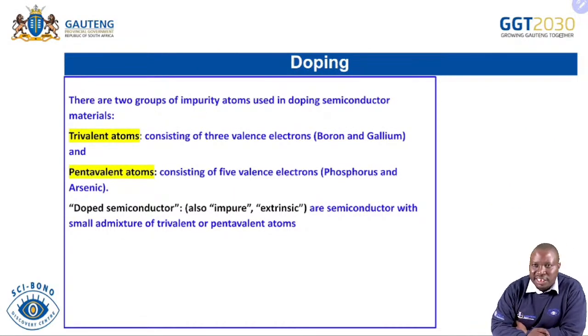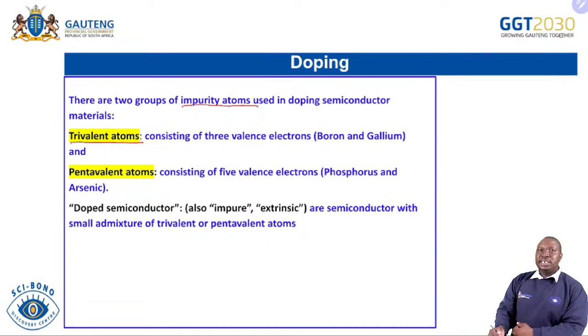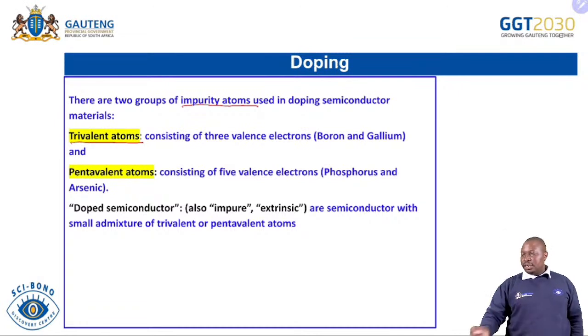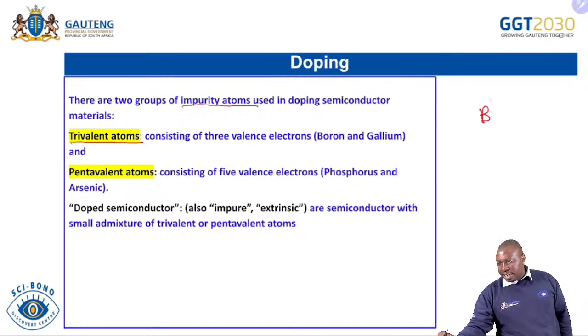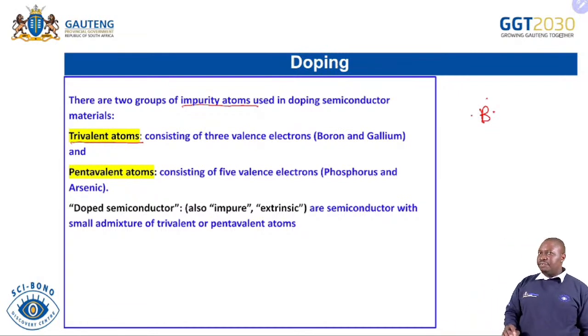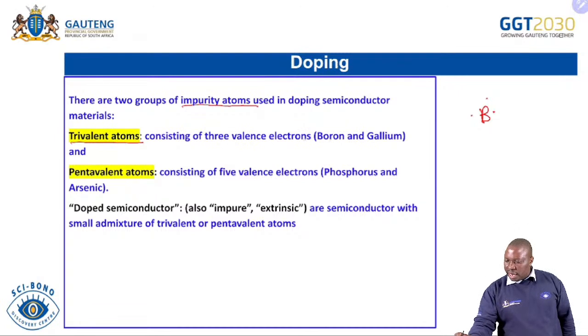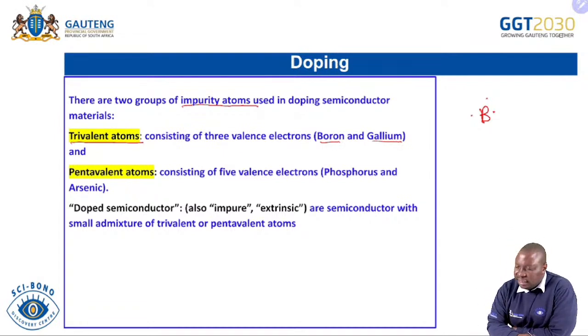So what I was saying is that there are 2 groups of impurity atoms used in doping. The first one is trivalent atoms. As I indicated, trivalent means 3. I gave you the example of boron, that is trivalent, which means it has 3 electrons in the outermost energy level, meaning that if you are bringing it to silicon, we'll still have a shortage because the electrons are not enough. Our trivalent atoms are either boron or gallium. So we have boron or gallium as our examples.